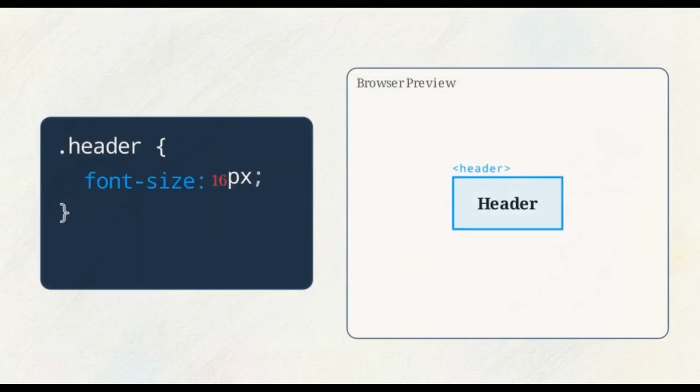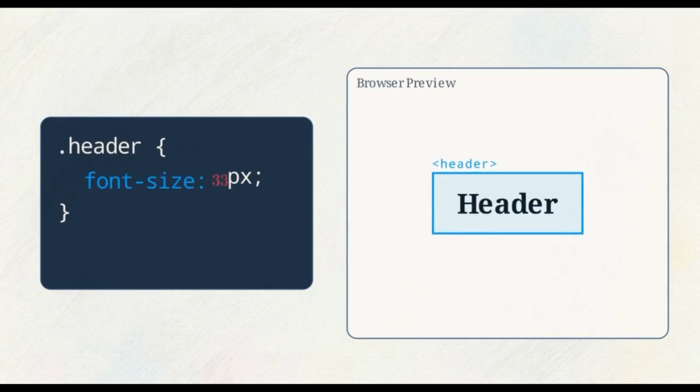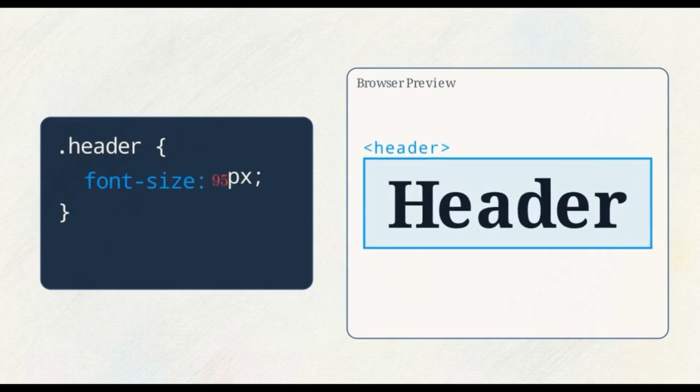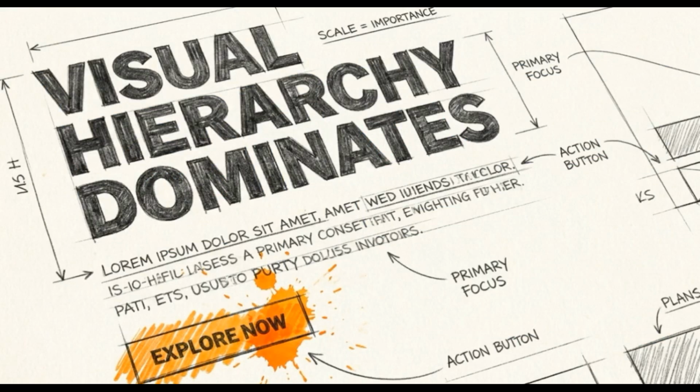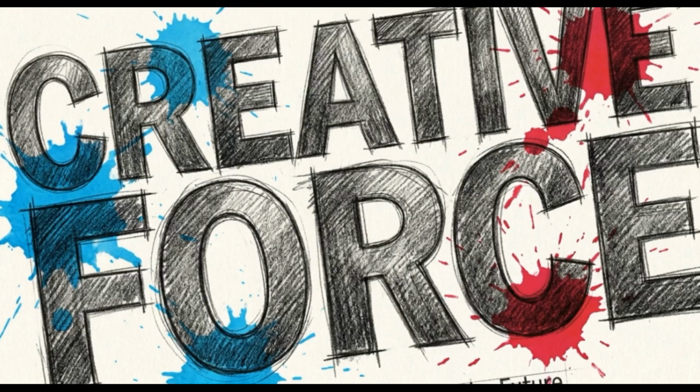To control the scale of your text, you use the font size property. This lets you decide exactly how much space a word should take up on the screen. When you combine the right font style with a specific size, you guide the reader's eye across the page, making sure the most important information catches their attention first.